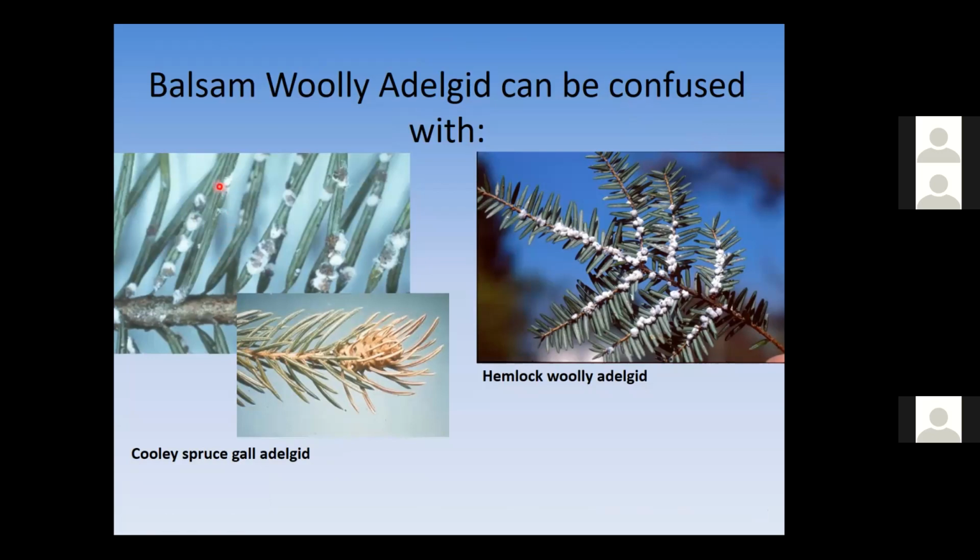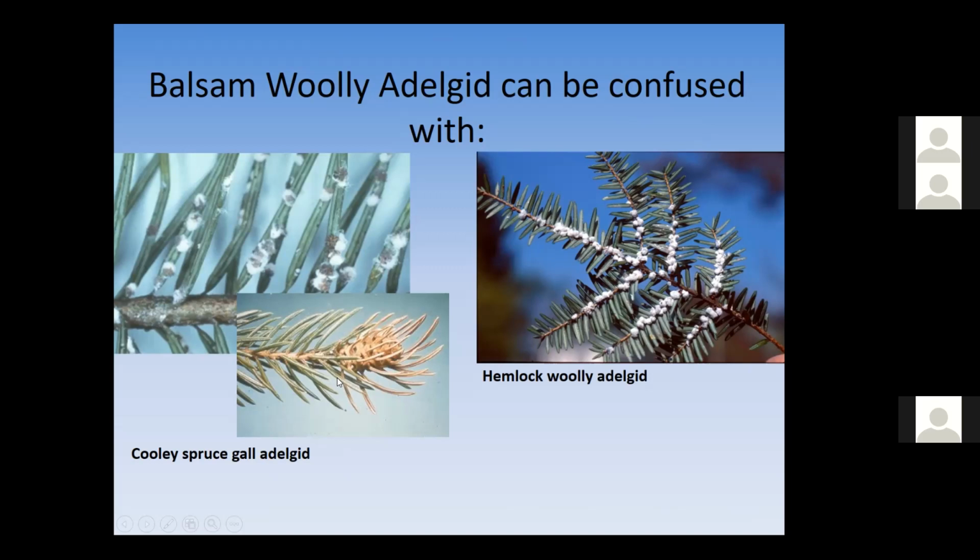This one is on Douglas fir. It's called the Cooley spruce gall adelgid. It's also on spruce, like a Sitka spruce. It makes these big pine cone looking galls at the tips of spruce trees. Does not do that on a Doug fir.